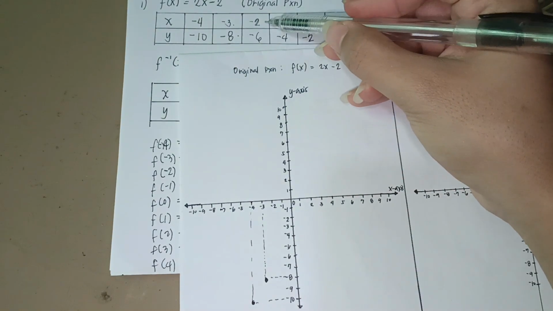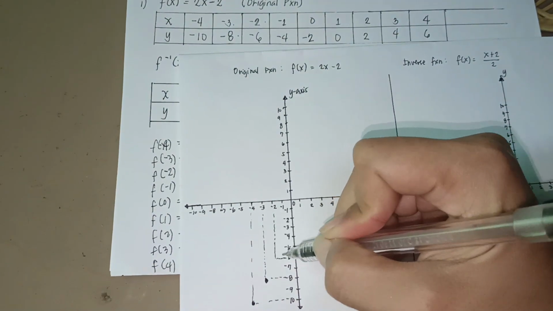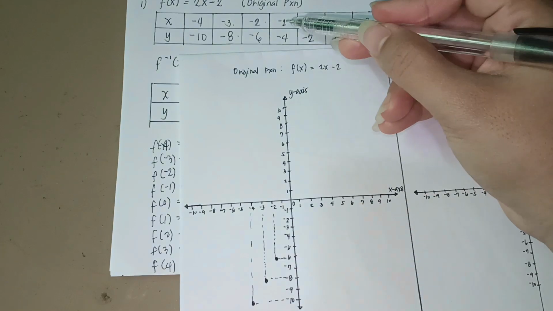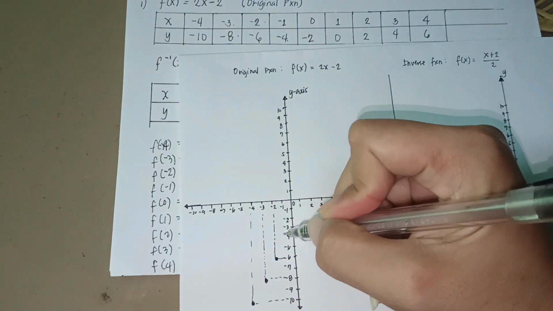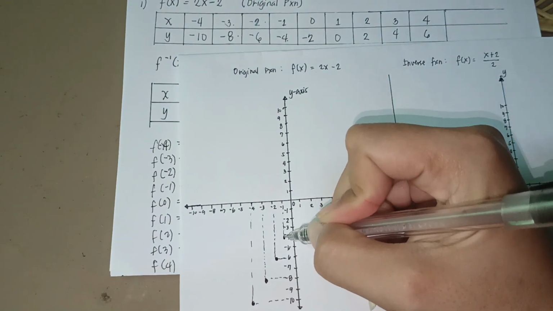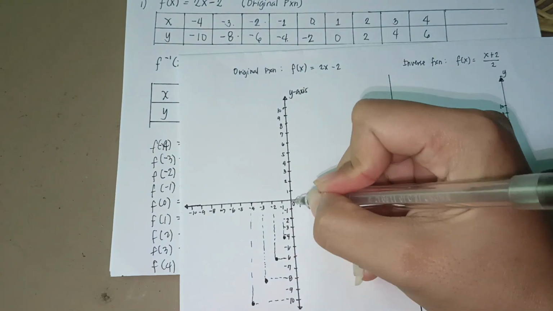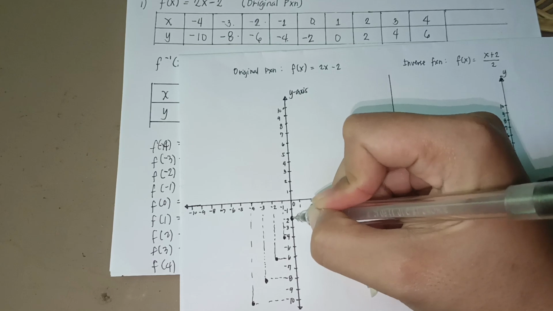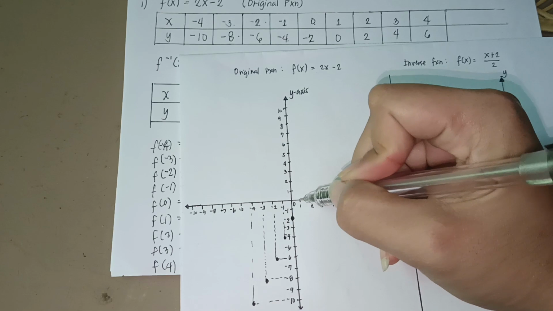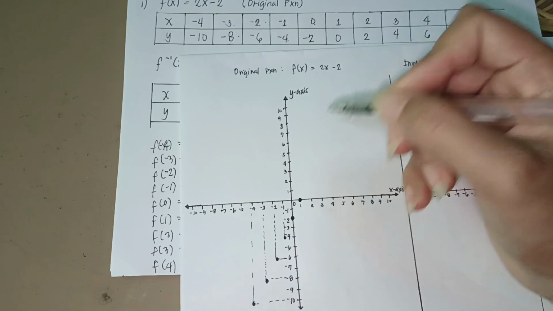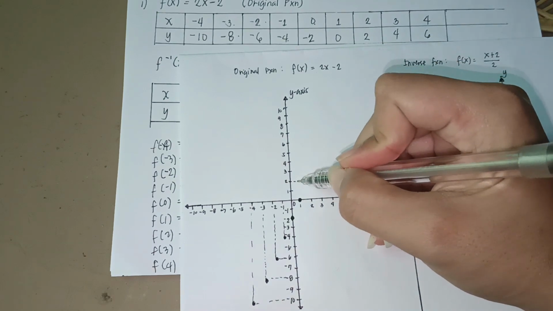Next, kapag negative 2 yung x, magiging negative 6 yung y. Okay. And then, kapag negative 1 yung x, magiging negative 4 yung ating y. Dito siya. Next, kapag 0 yung x, magiging negative 2 yung ating y. So, 0 and negative 2, nakaplot siya mismo sa y-axis. Kapag 1 yung ating x, magiging 0 yung y. So, nakaplot siya sa ating x-axis. Kapag positive 2 yung x, positive 2 din yung ating y. So, ito siya.